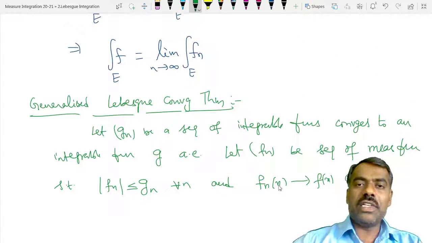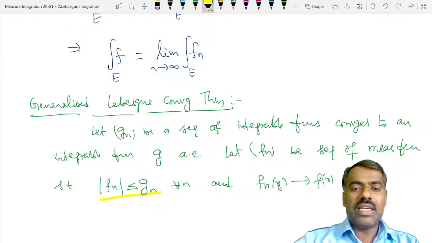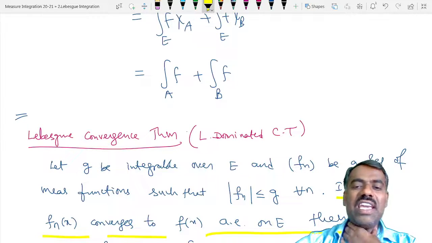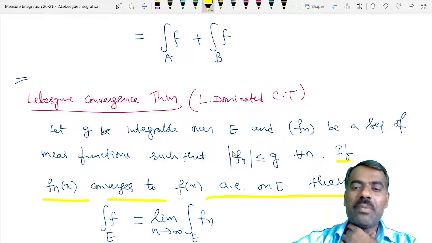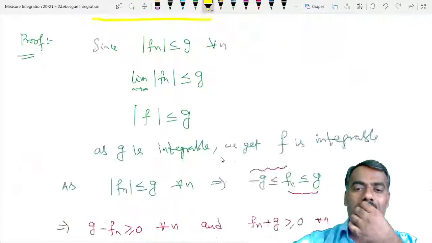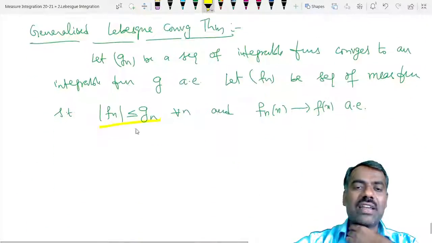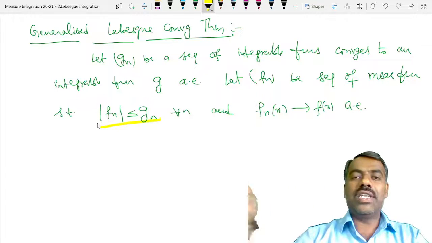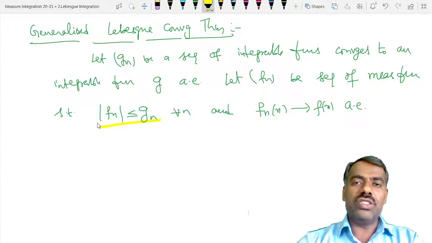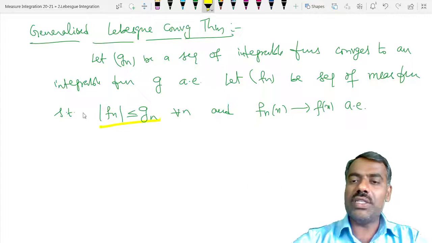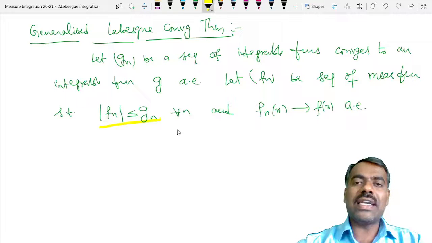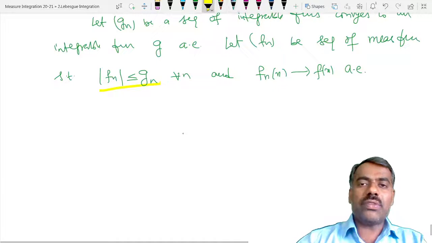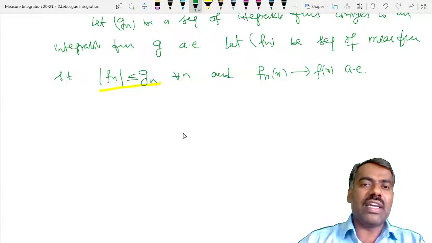See, what is the difference between this statement and the previous statement? There, one single function g was dominating every function fn: mod fn is less than or equal to g for every n, whereas here it is a little weaker. That means you don't need all of them below one g; f1 should be less than or equal to g1, f2 less than or equal to g2, f3 less than or equal to g3, and so on. Is this clear? So we are not demanding that all mod fn should be less than or equal to some particular g. We have made the condition weaker, so that's why it is more general.